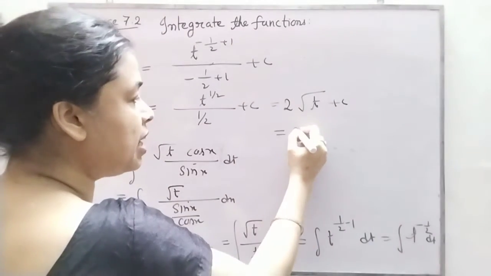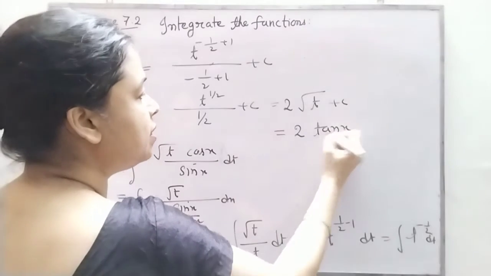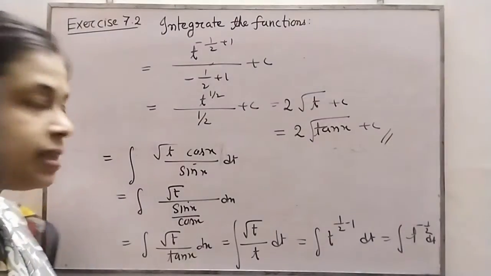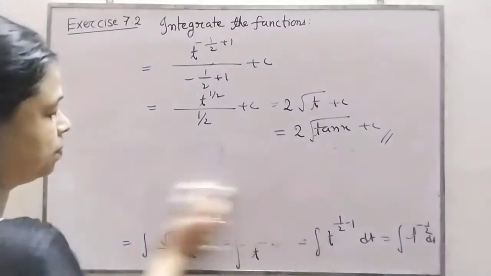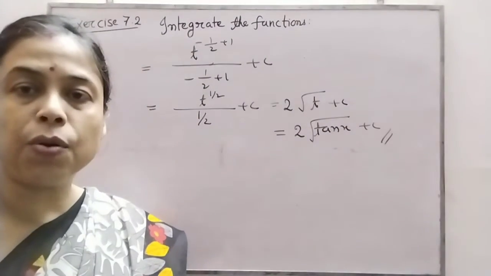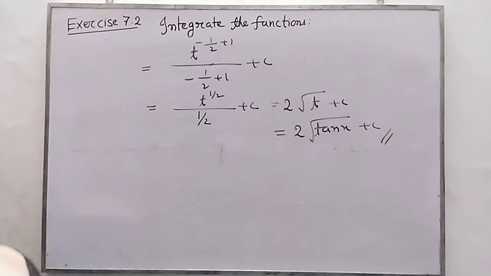And what is your t? You have used the value of t as tan x. So your answer is 2 under root tan x plus c. So this is the solution of the question. Okay, hope you understand it. Now I go to the next question. Your next question is number 35.